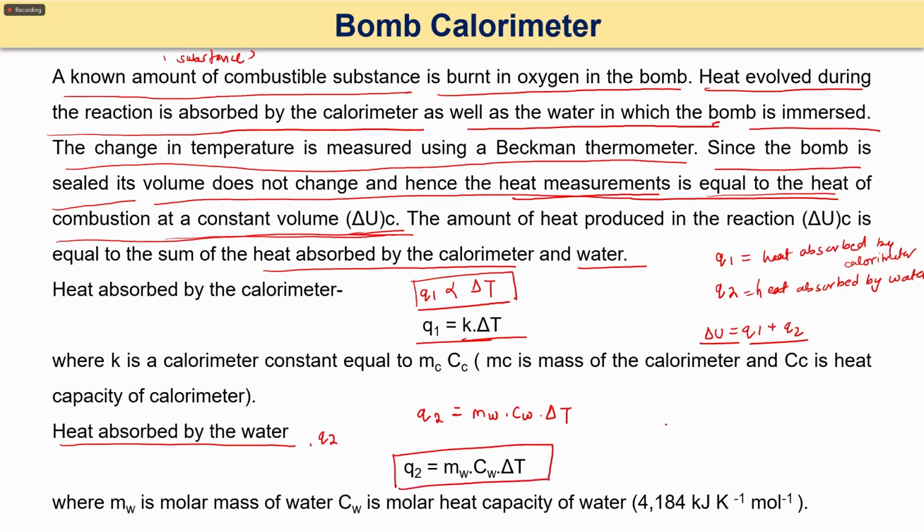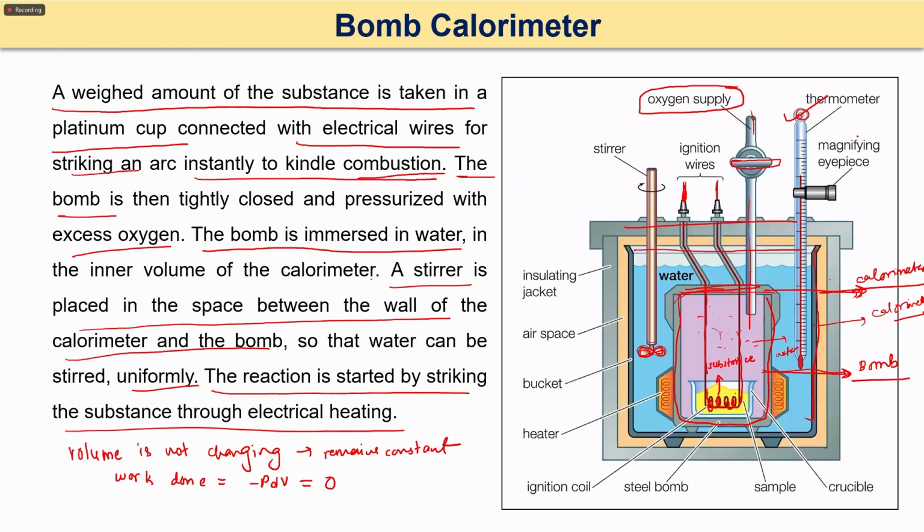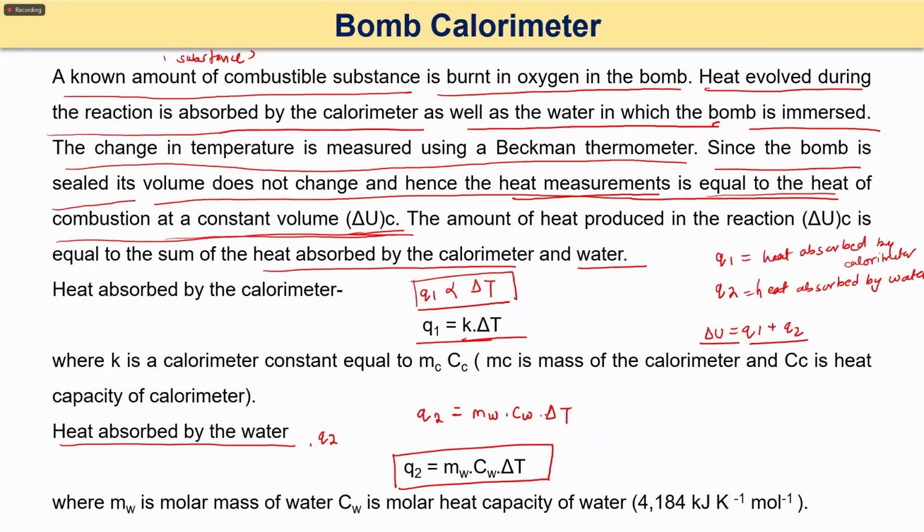I have already told you here that Q is equal to m into C into delta T, which is what is written over here, where mW is the molar mass of water in this case because we are using water, and Cw is the molar heat capacity of water. Which we know already is 4184 kilojoule per Kelvin per mole.